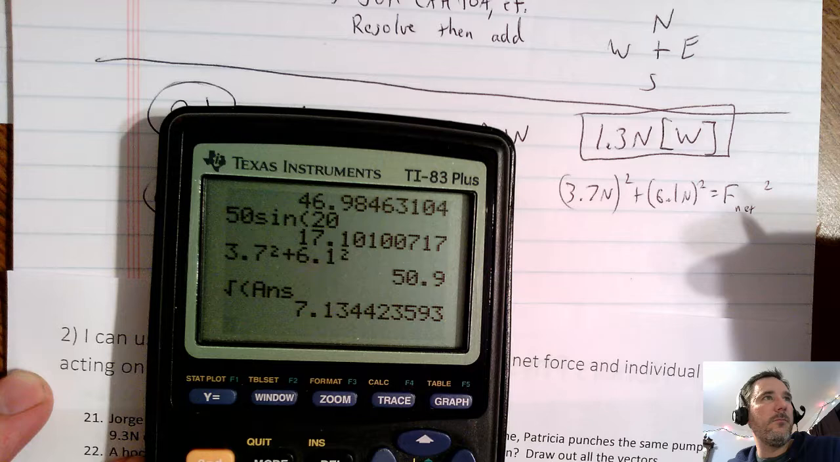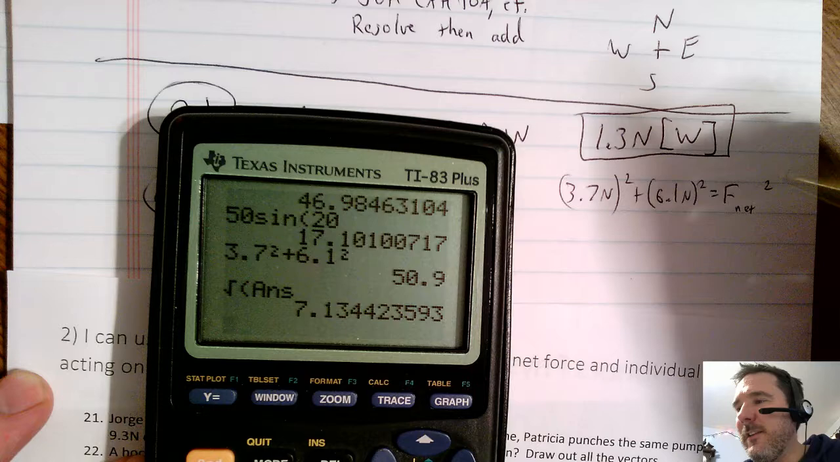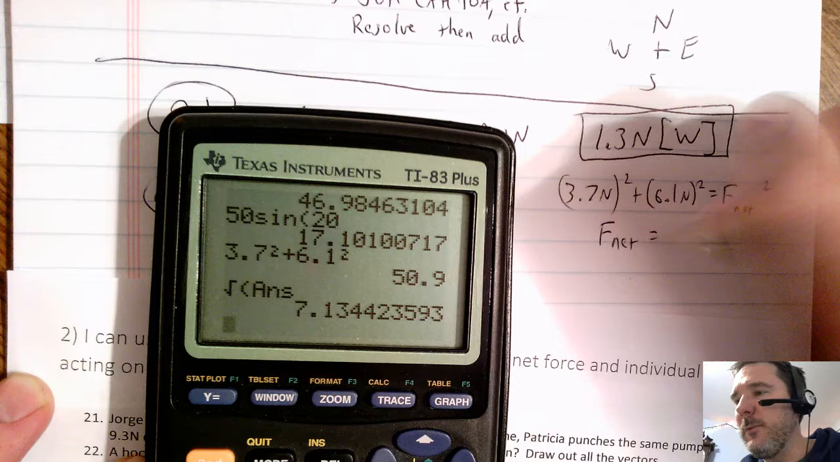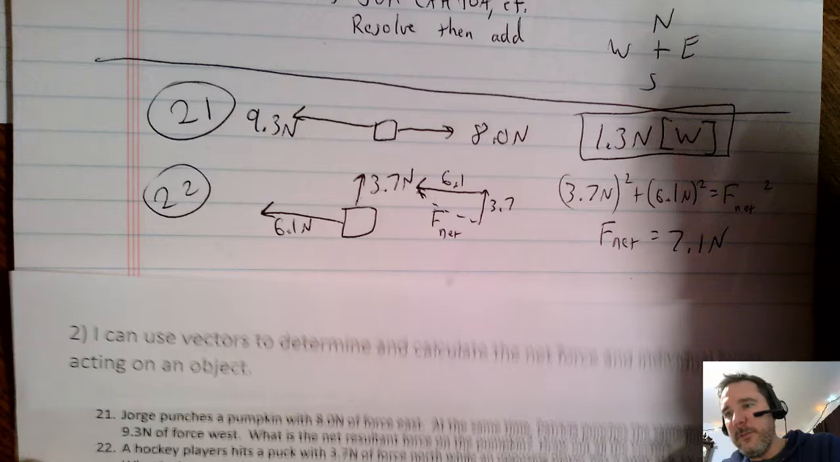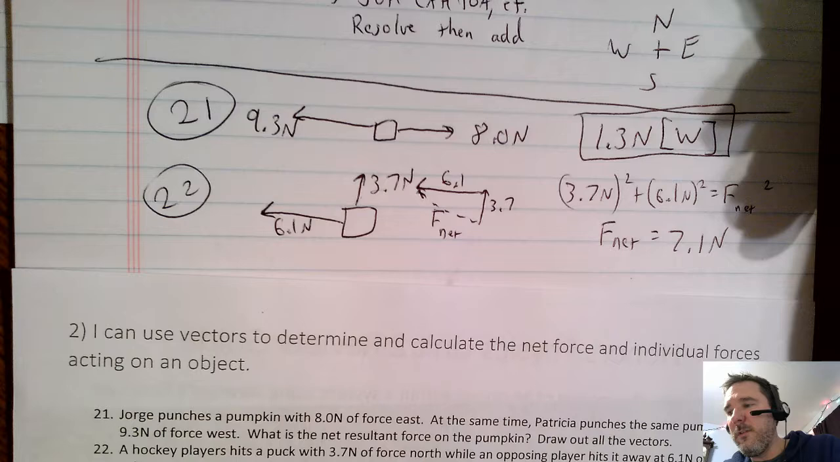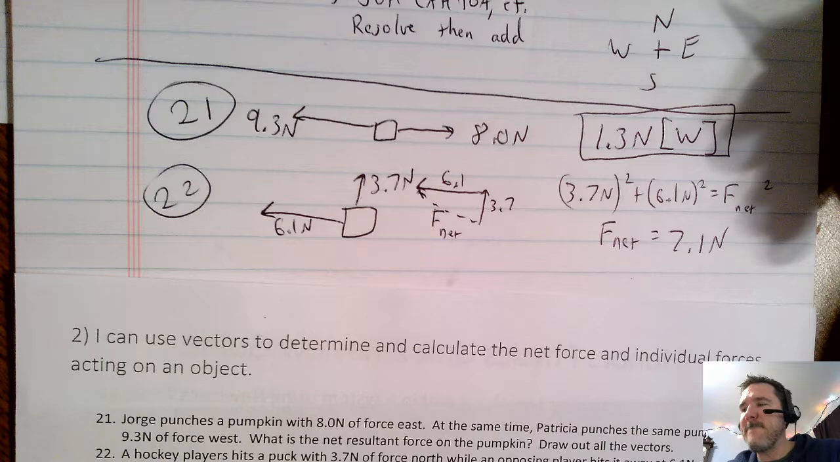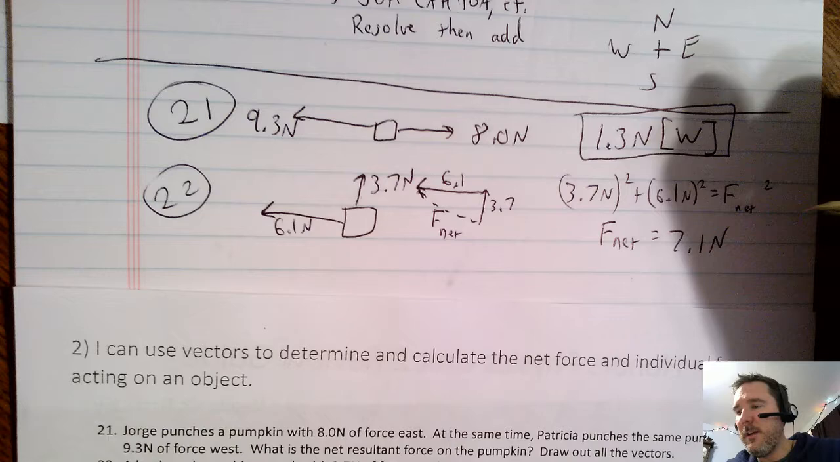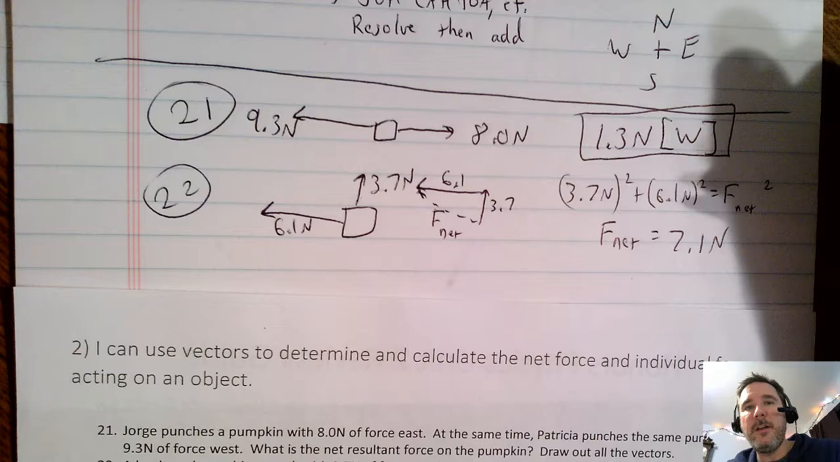All right. So my answer is my F net. So I took the square root of everything. F net is equal to 7.1 newtons. And since this is 22, it just wants to know the net resultant force. So at this point, I guess I could call it done, but it's not really done because I don't know the angle. It doesn't say just the magnitude. So I'm going to go ahead and figure out the angle.